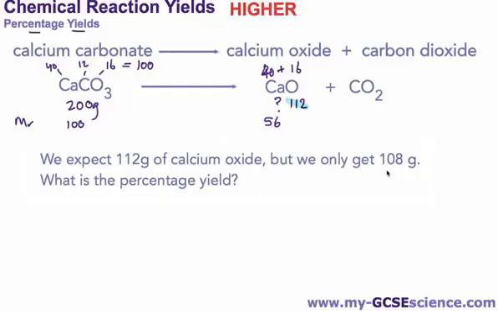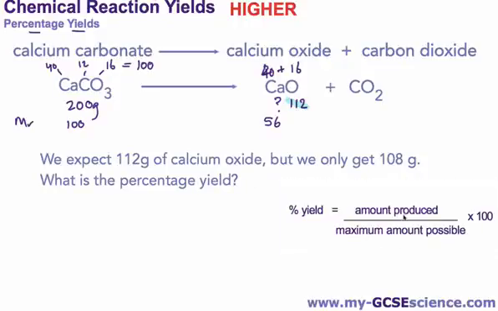Now you should be able to give reasons why we've only possibly got 108, and that's related to the last slide, but also you should be able to calculate what the percentage yield is, and the way we do that is we use this formula here, and it's reasonably straightforward if you think about it. It's the amount that we've actually produced, in this case it's 108, over the maximum amount possible, or the maximum theoretical yield that we expect from doing our calculation. So the maximum amount possible in this case is 112.